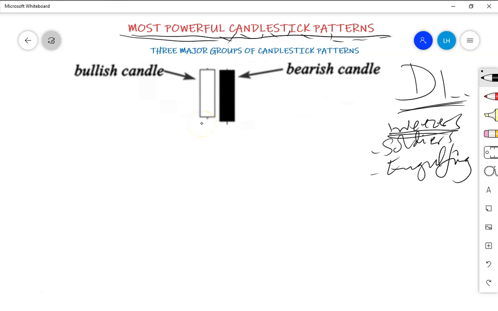The message we get here is that buyers were in control. They were pushing price up, but sellers came in and pushed it down. Usually after closing, they must push down and close down. Sometimes they may push down and then get rejected to a certain level, but we don't need to see rejection in this type of candlestick pattern. So it must cross down like that.